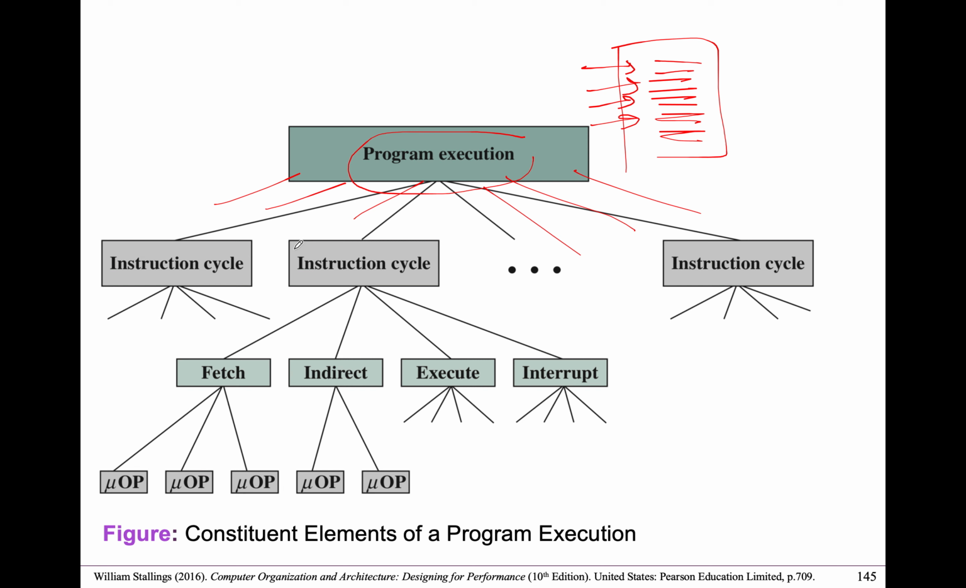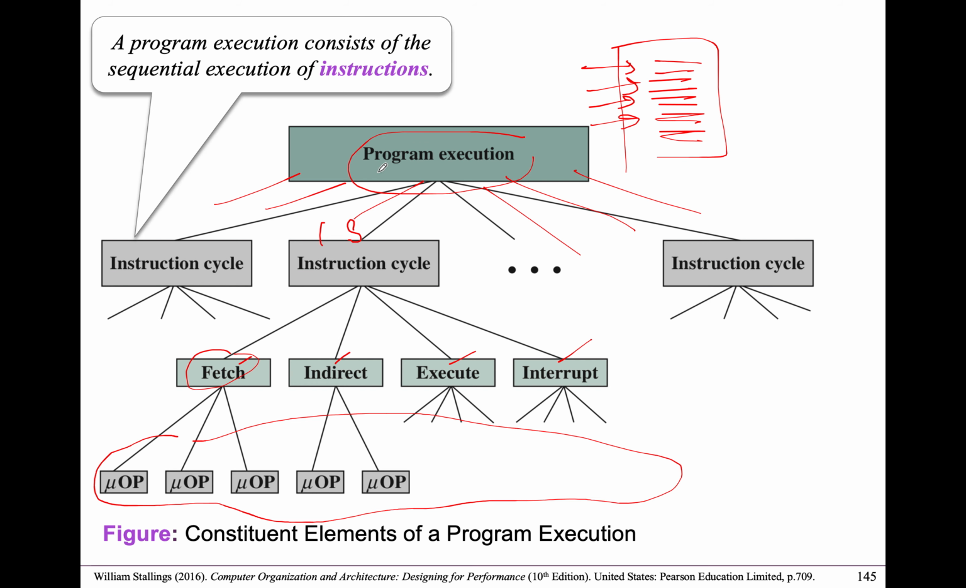So instruction cycle. You can divide one single instruction, one cycle, into fetch, indirect, execute, and interrupt. And of course, under fetch, there are several steps that fetch will do. Like first, you fetch the code, and after that, you decode, and so on. So all of these are known as micro-operation.